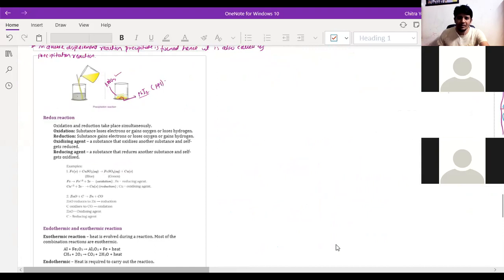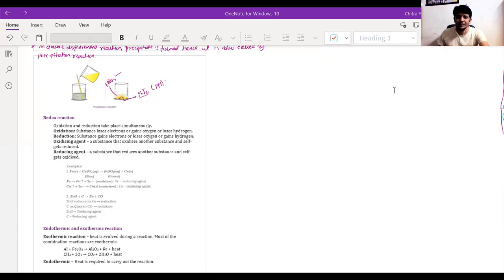In the last lecture, we had discussed displacement and double displacement reactions. If you have any kind of doubt, you can ask me, we'll solve it and then move further. Anybody, any doubt in displacement and double displacement reaction, even the decomposition reaction? No, sir, we understood. Okay.